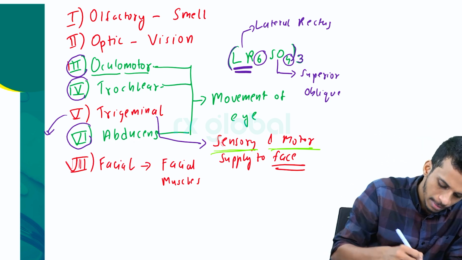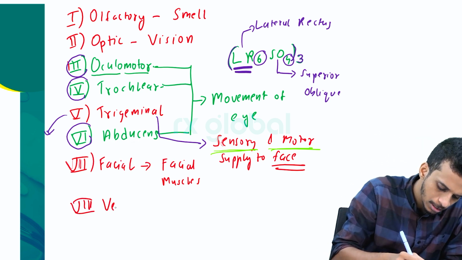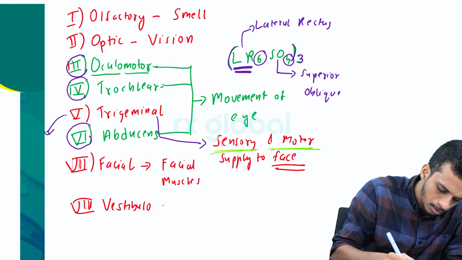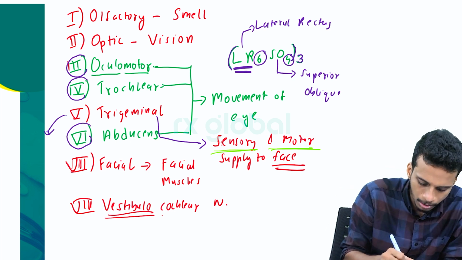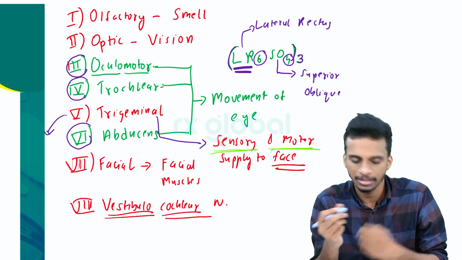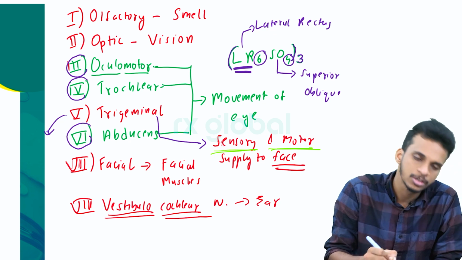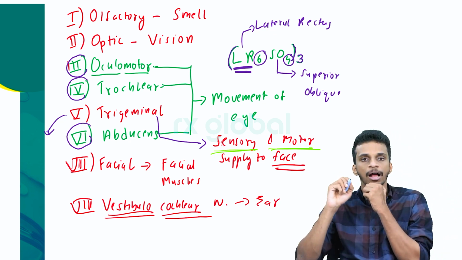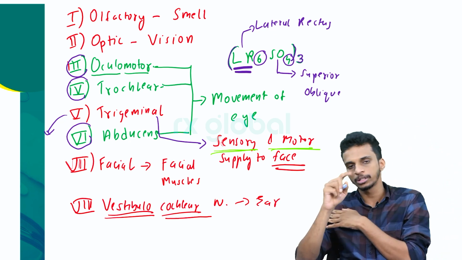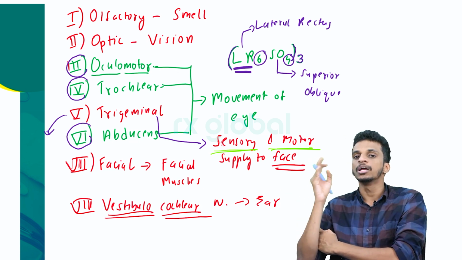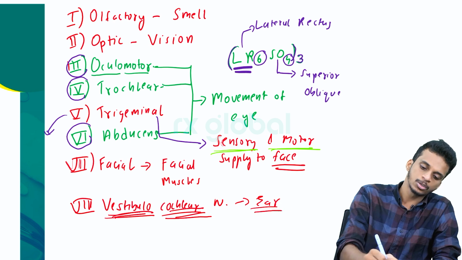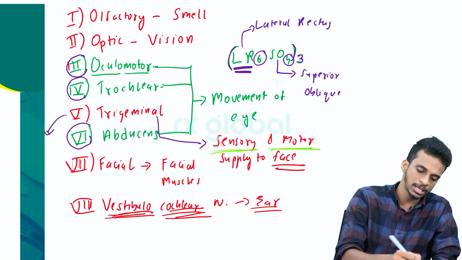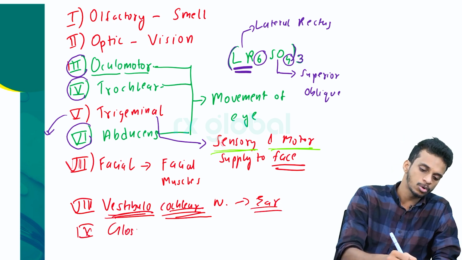Now, my 8th cranial nerve is the vestibulocochlear nerve. From the name itself you have the vestibular and the cochlear, that means it innervates the ear. For my hearing and balancing purpose, I have the vestibulocochlear nerve. The ear has two functions: apart from hearing, it also has the function of balance. Vestibulo means balance, cochlear means hearing. So the 8th nerve helps with hearing and balance. My 9th nerve is called the glossopharyngeal nerve.